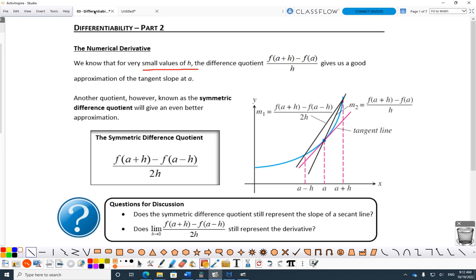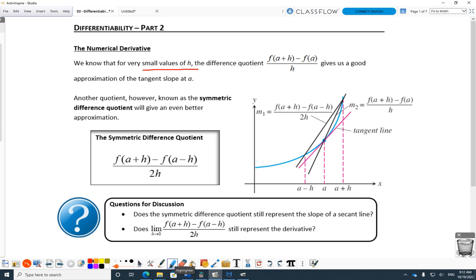But there's another way to do it. Another quotient, known as the symmetric difference quotient, and that gets the nice red highlighter, because when the homework or the test says symmetric difference quotient, you have to know what they mean. This one gives an even better approximation. And at first glance, you're like, oh, now you show us the good one. No, this one's got a problem. I'll get to it in a minute. It's got a problem, but it does better.